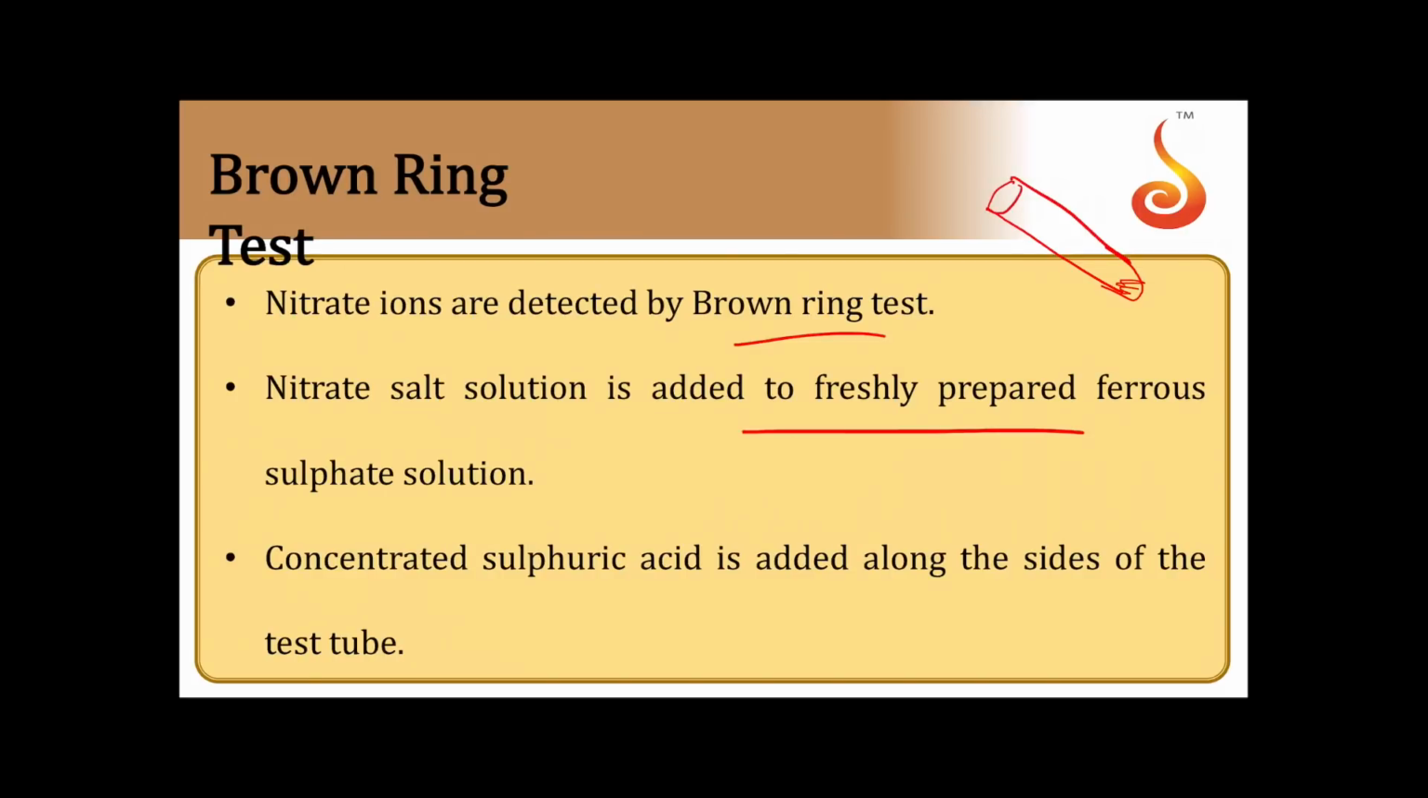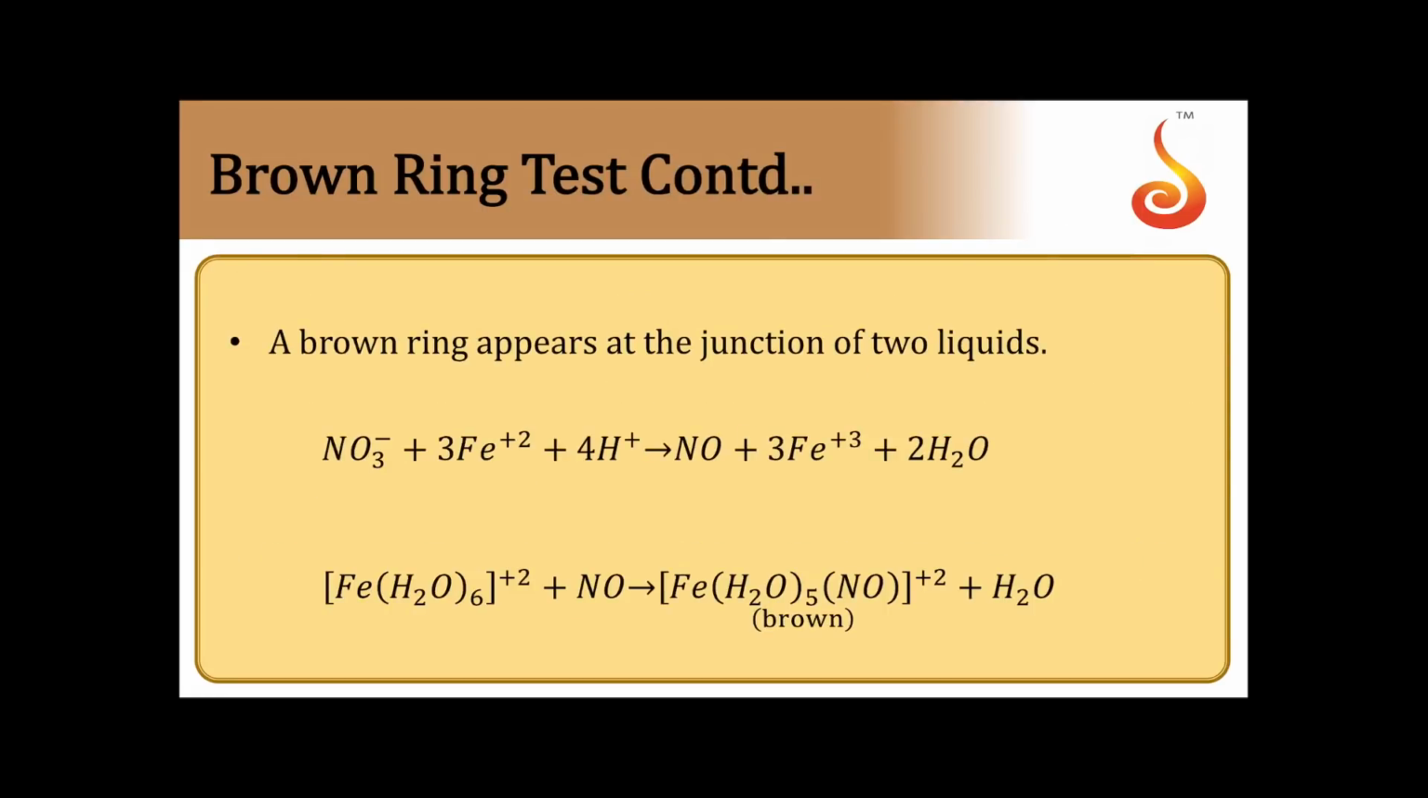Then they add the nitrate solution first. To this, they add freshly prepared ferrous sulfate solution. I think you have done this in the first year practicals. Then they add sulfuric acid along the walls of the test tube. And we can see a brown color being formed at the junction of the two layers. That itself is called the brown ring test. So you take the nitrate salt solution, add freshly prepared ferrous sulfate to that, and then add sulfuric acid along the walls of the test tube. We can see a brown color at the junction of the two layers.